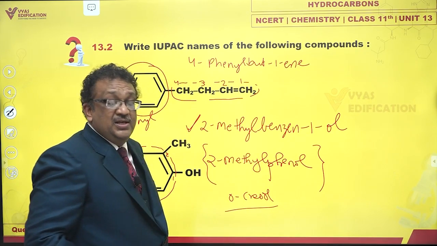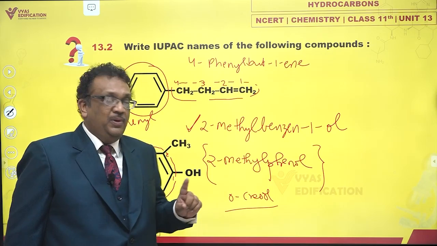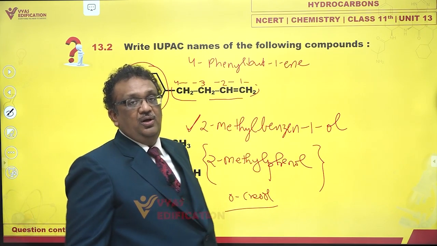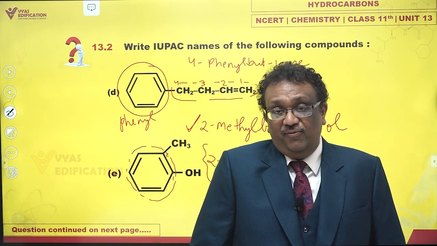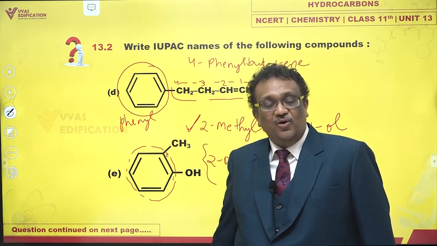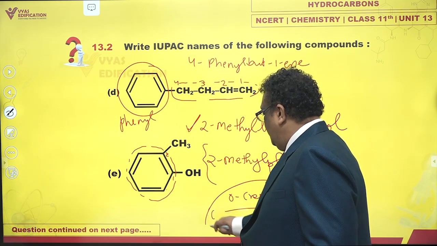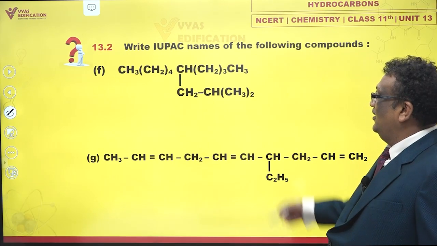What are cresols? Cresols are molecules in which on one benzene ring there is one methyl group and one OH group. And if they are adjacent to each other, it is called o-cresol. 1,3, m-cresol and 1,4, p-cresol. But that, my dears, is a common name. That is not, of course, the IUPAC name. This is just a common name, albeit a very popular common name.